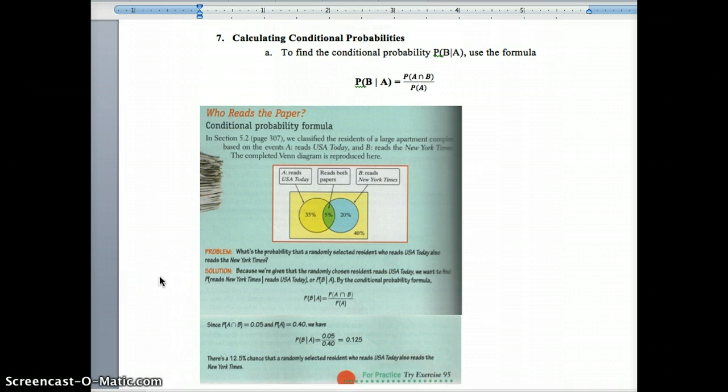So right now, go over 5.3, the summary, vocabulary, and look over the examples. This is a more challenging section, so I encourage you to really put in some work now so you can come to class with questions and set yourself up for success for the quiz and the chapter test.